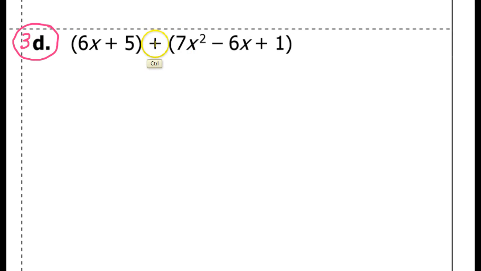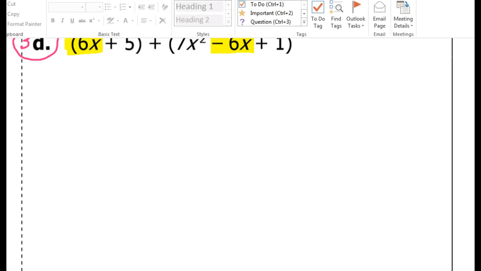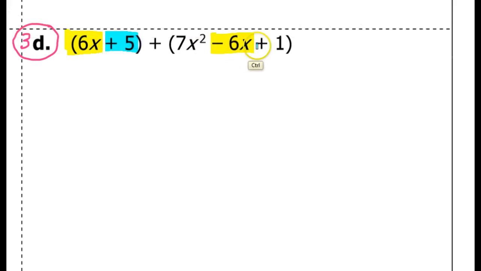Alright, I see this big old plus sign here. That means this is an addition problem. And for addition problems, all you do is combine like terms. So these are like terms right here, and these are like terms right here. So that's all we're doing.